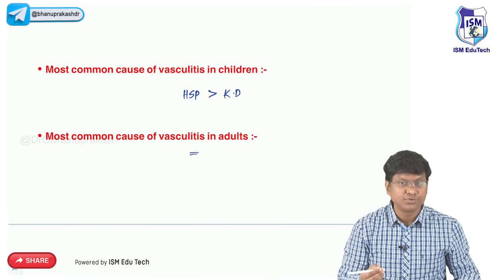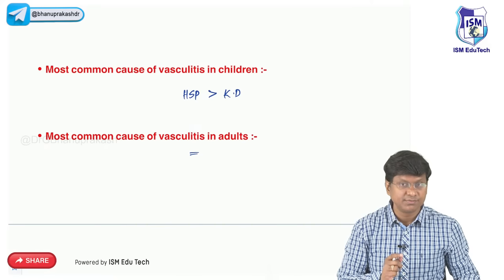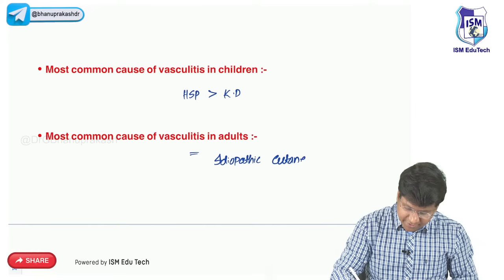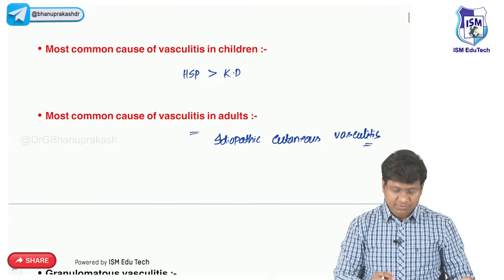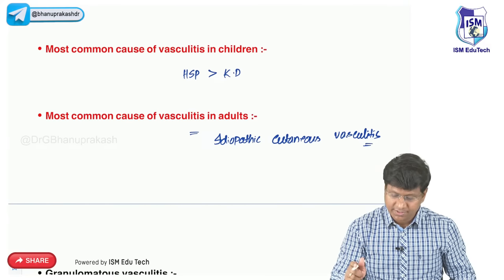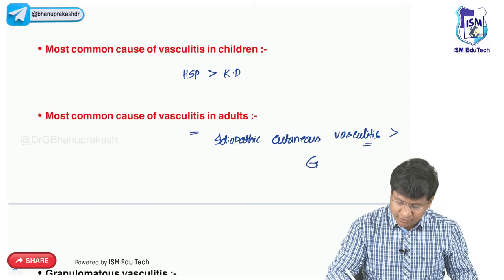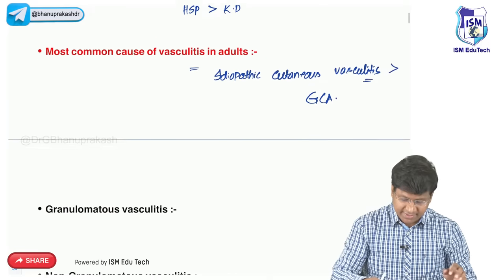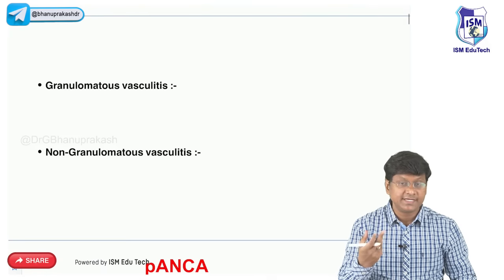Now you need to know the most common cause of vasculitis in adults. The most common cause of vasculitis in adults will be idiopathic cutaneous vasculitis. It is not giant cell arthritis. It is idiopathic cutaneous vasculitis. Then followed by that, we have giant cell arthritis. Now, the other way by which vasculitis can be classified is based on the type of inflammation.